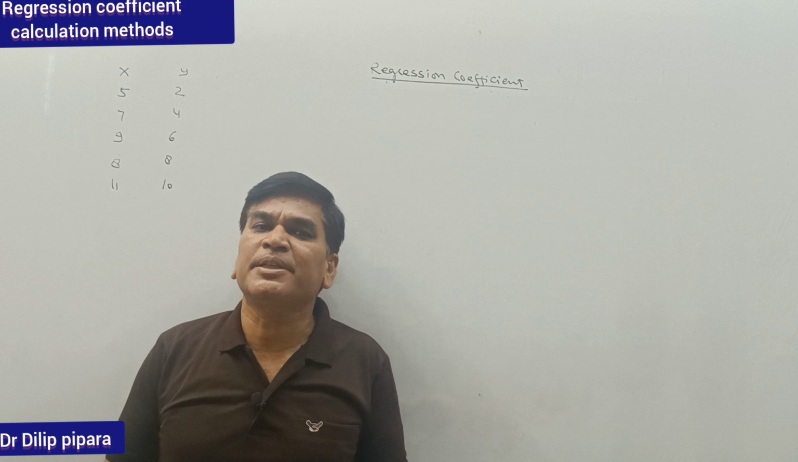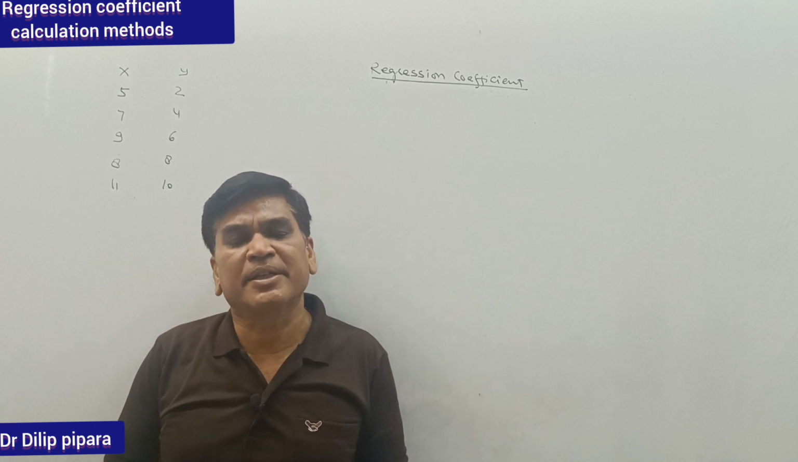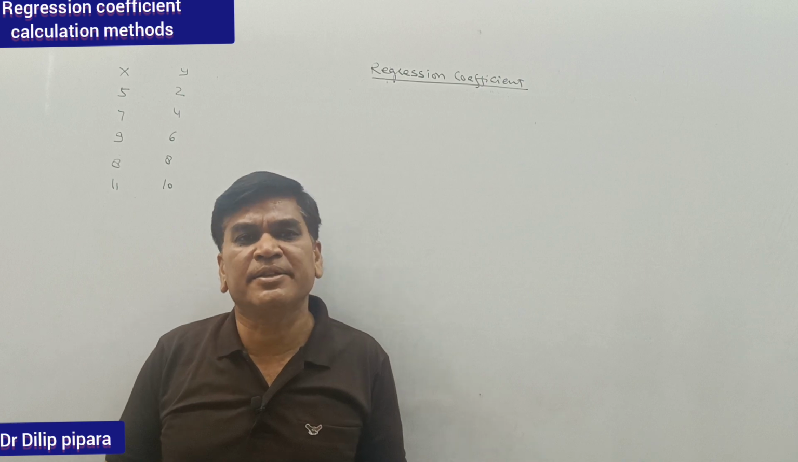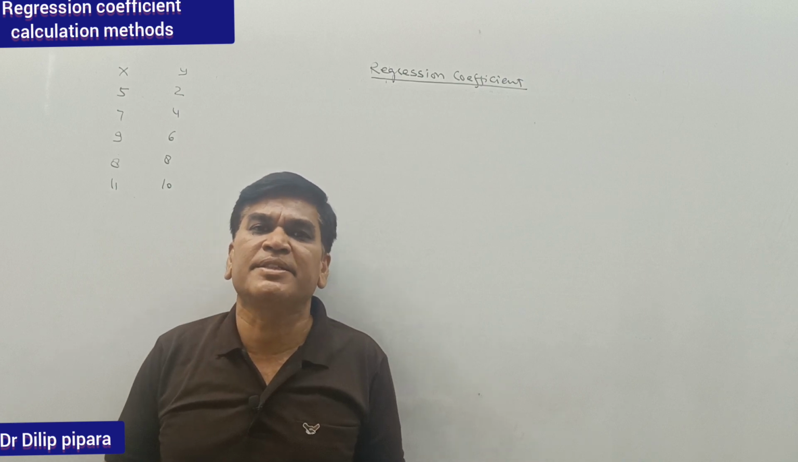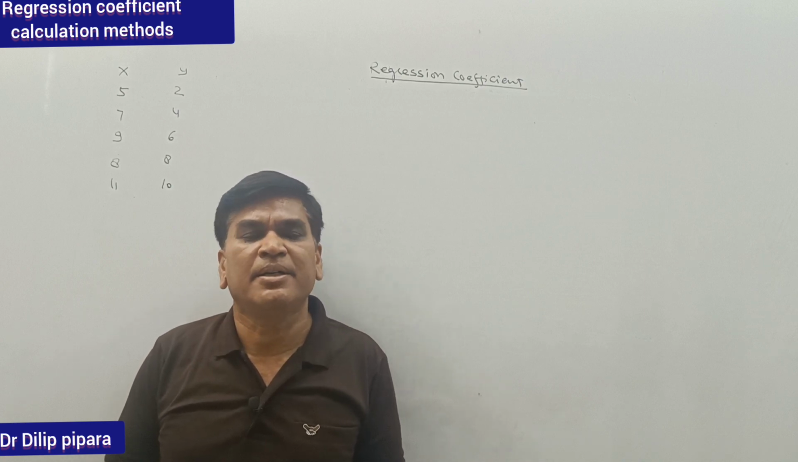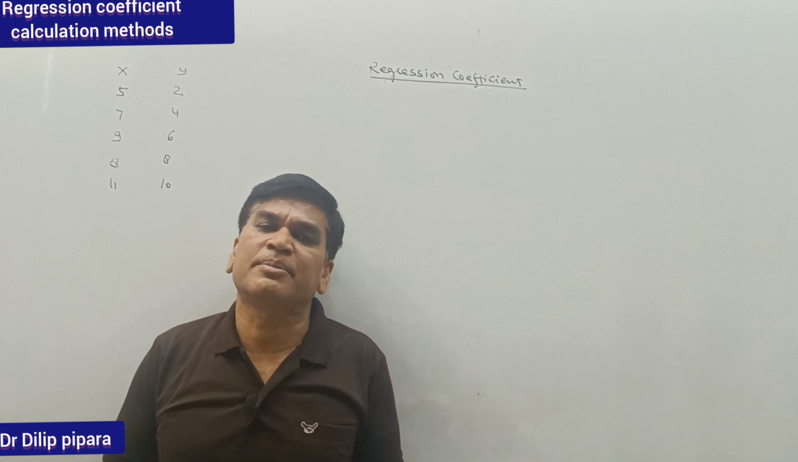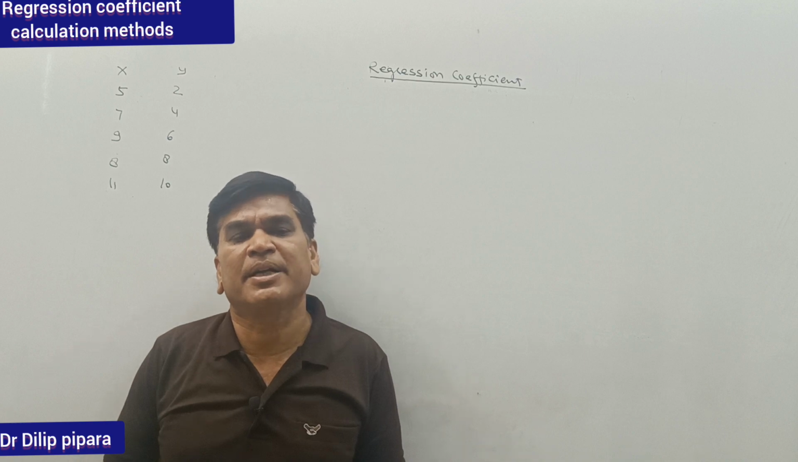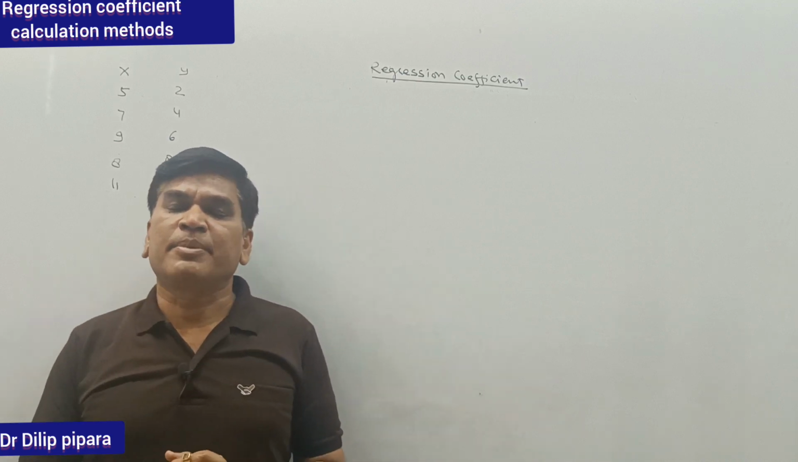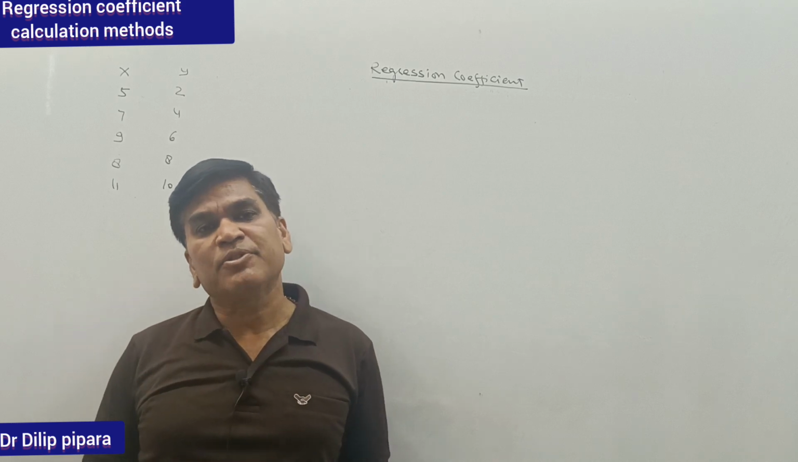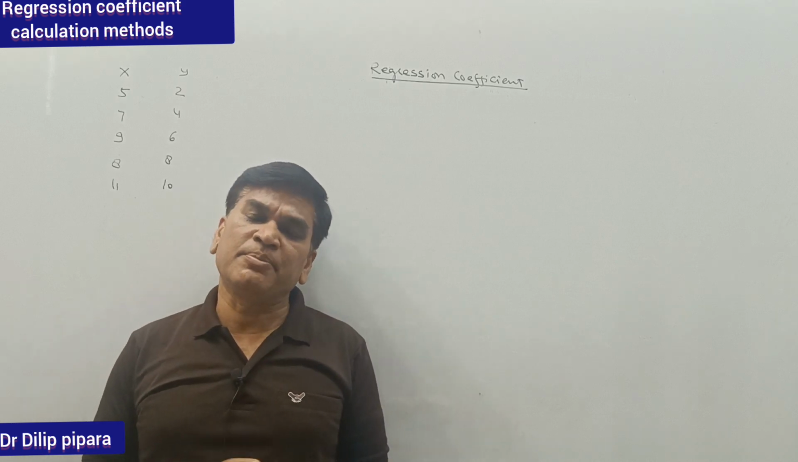First one is the direct method. In that method, we take the deviation from the actual mean and get the regression coefficient Bxy, that is sigma dx dy divided by sigma dy square, and Byx, that is sigma dx dy divided by sigma dx square. Later we discussed the assumed mean method.